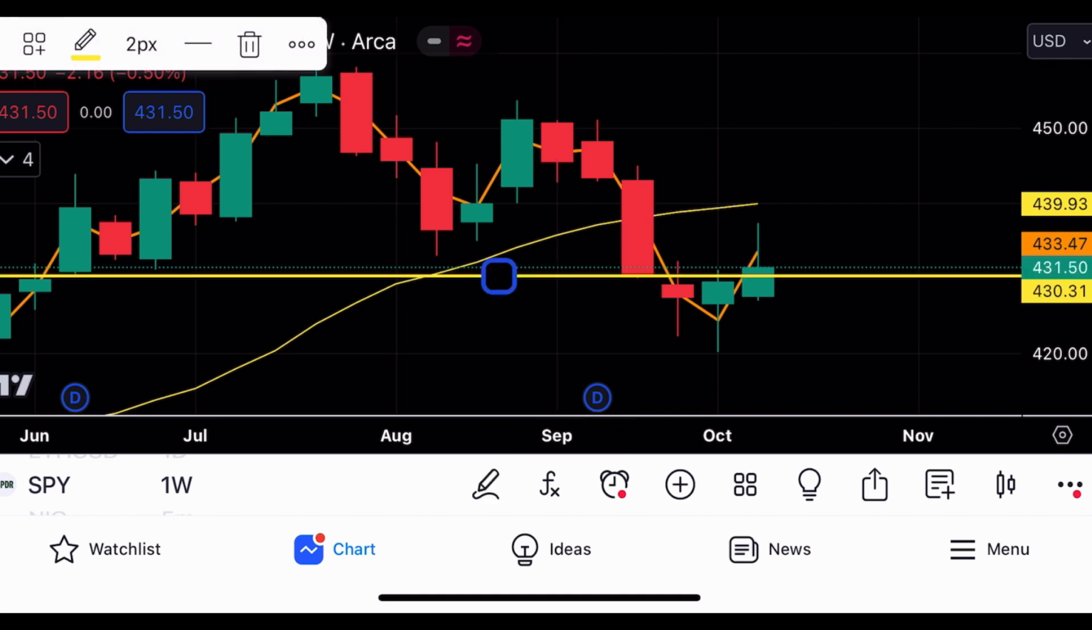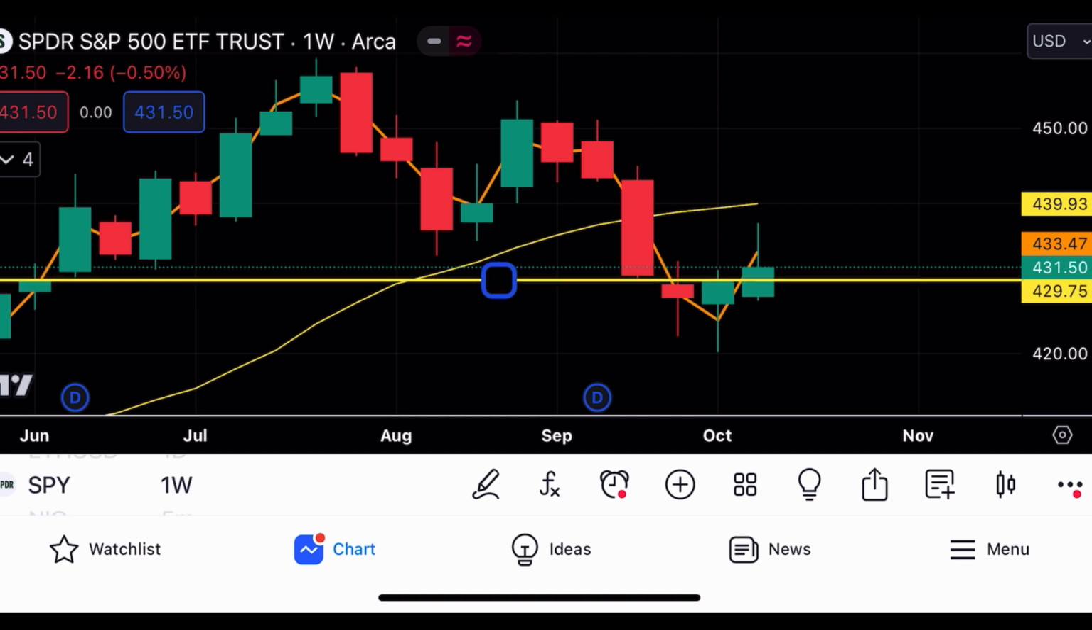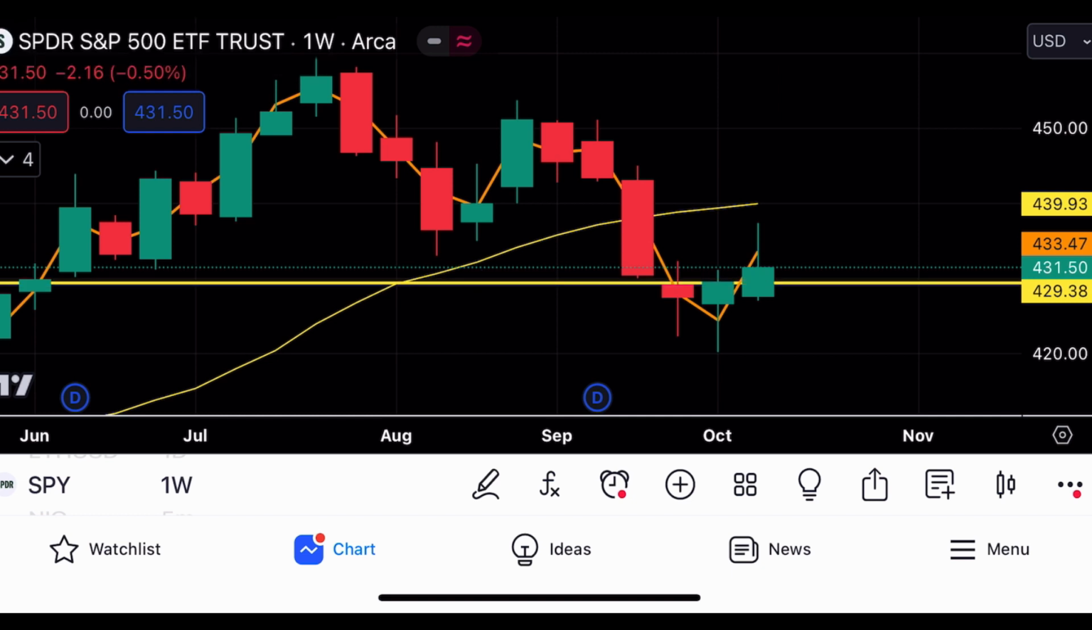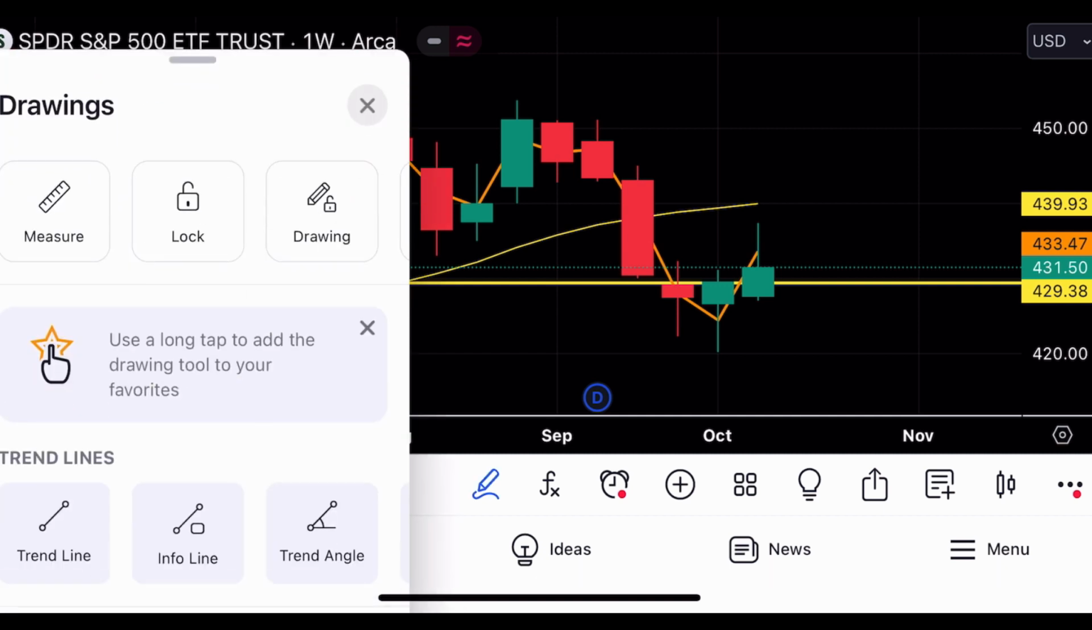On the weekly, that's what I really do. The candles rejecting and bouncing like here. Candles are rejecting and bouncing off this line. So I'll start off here on the weekly. So we got our 429.40 area.